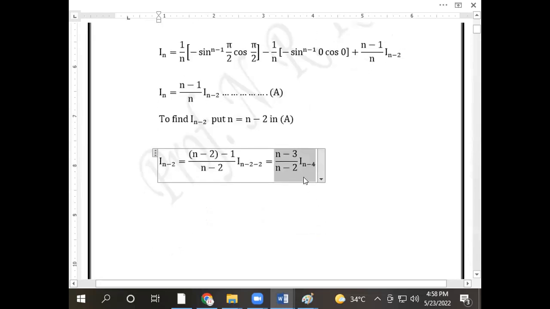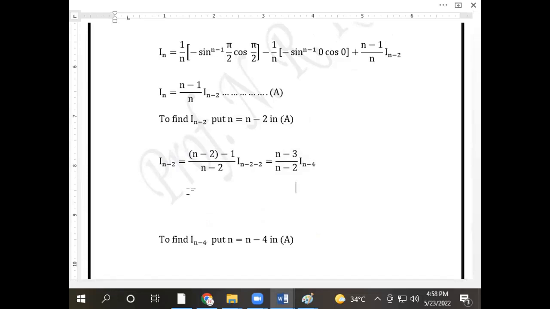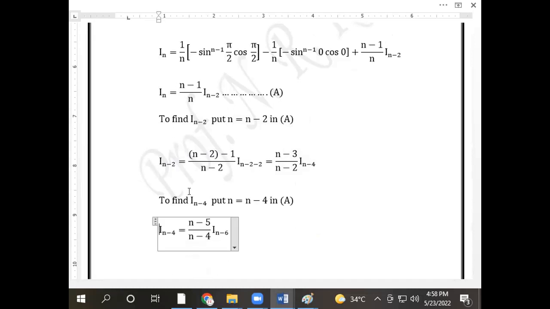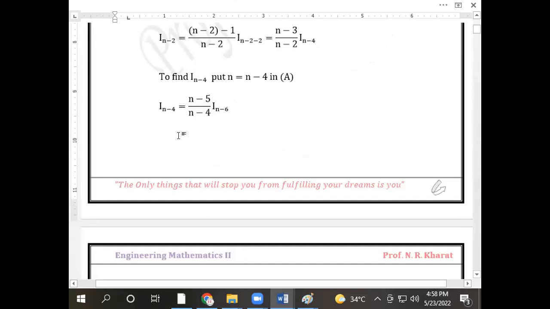So again, we have to find I of n minus 4. In a similar way, we can find it by putting the value n equal to n minus 4 in equation number A. And we get I of n minus 4 is equal to n minus 5 divided by n minus 4 into I of n minus 6. In a similar way, we can find all the values.